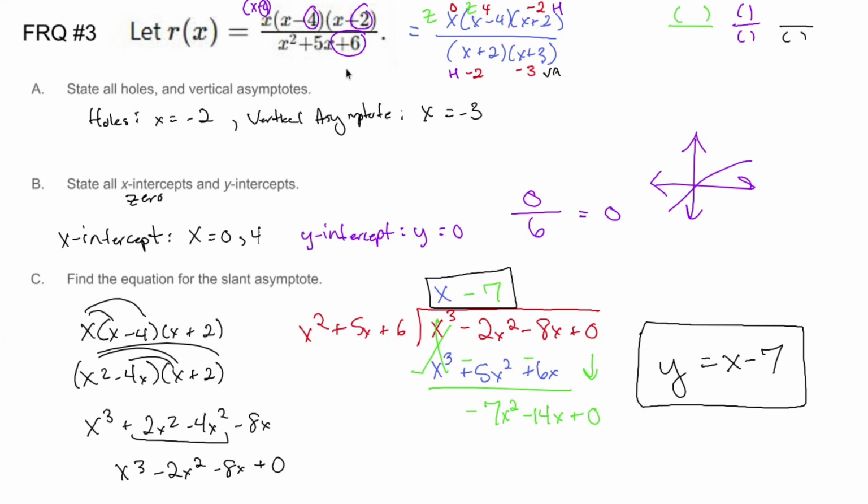So this gives us a little snapshot of what this looks like. We know that we have a slant asymptote of y equals x minus 7. We know we have x-intercepts, a y-intercept, a hole, and a vertical asymptote, and we can draw ourselves a general picture of what this will look like. Not that we had to, but we have a good idea. All right, so that is the third free response question. One more to go.